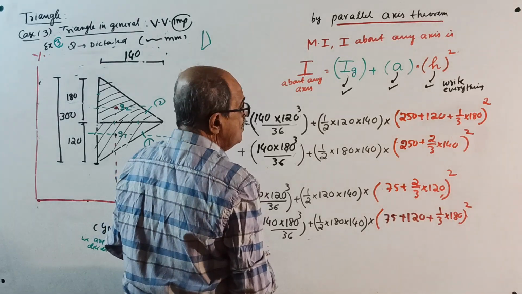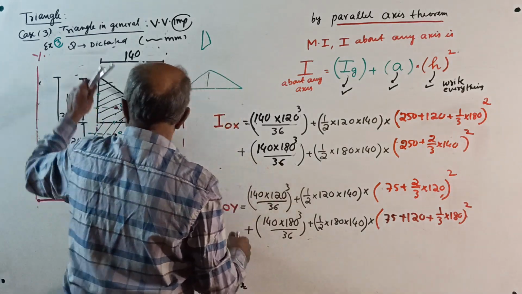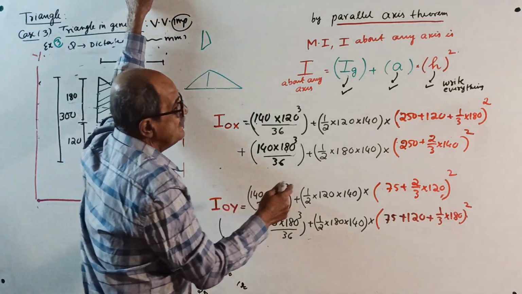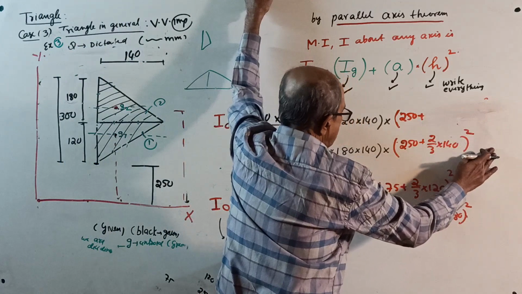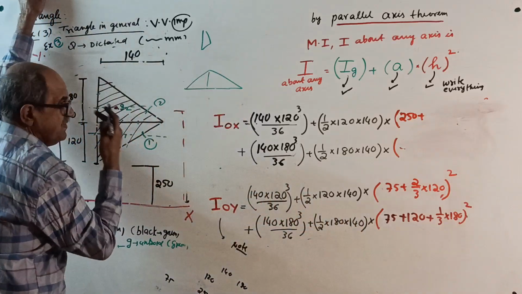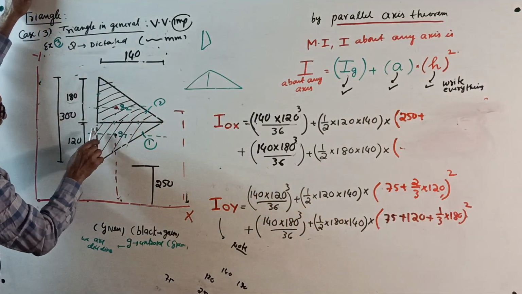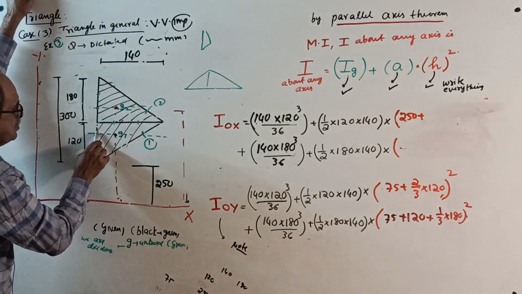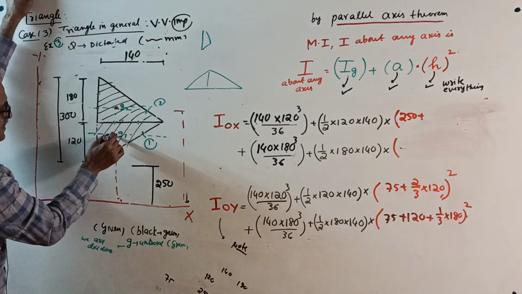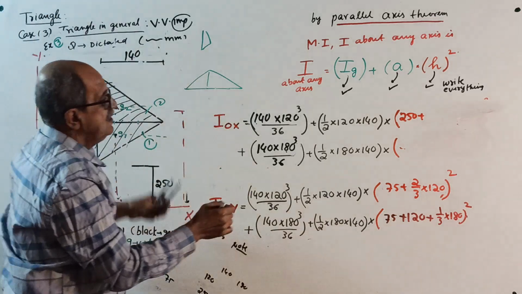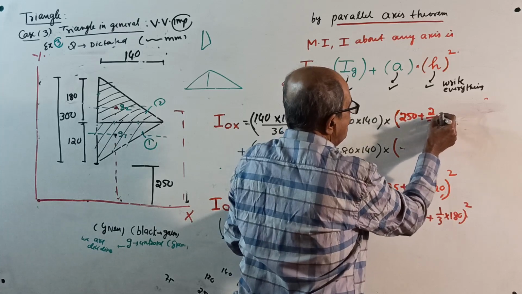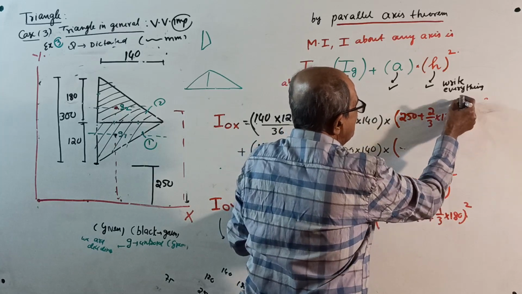Why is it interchanged now? What happened here? One minute. I about OX. First 250 plus 250 plus. Oh, this is some previous one. Oh, writing problem. See, first once again, this happens always. When you want the first one, once again, no problem. I about its own axis. 140 into 120 cube by 36 plus area into this distance square. 250 plus 2 by 3 of 120. Okay. Plus 2 by 3 of 120. Such things happen, see, whole square.